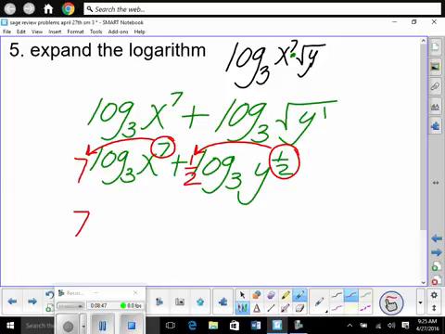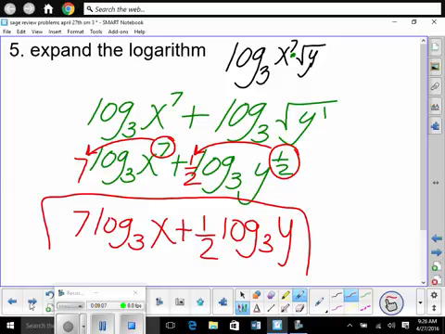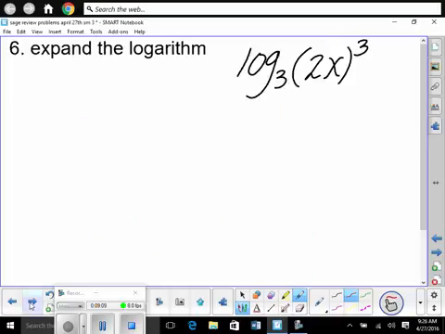So our final answer will be 7 log to the base 3 of x plus 1/2 log to the base 3 of y. That's the expanded logarithm. Questions? We're all good? That's our final answer? Okay. Expand this logarithm.